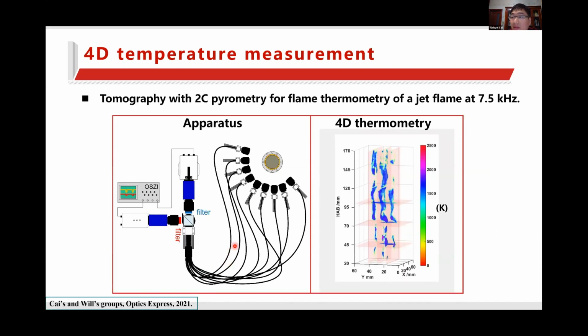Also, we can combine CTC, or tomography, with two-color pyrometry. The tomographic part is the same, but you only need post-processing to get the temperature.